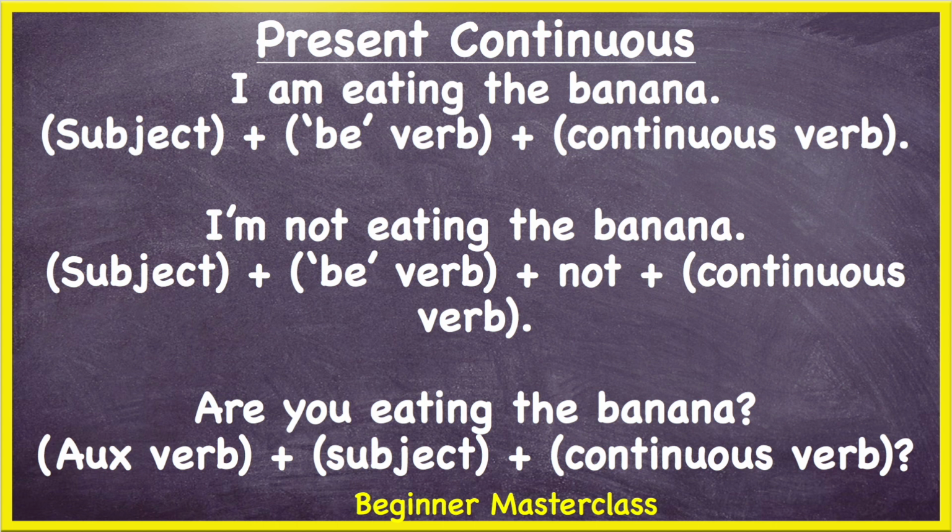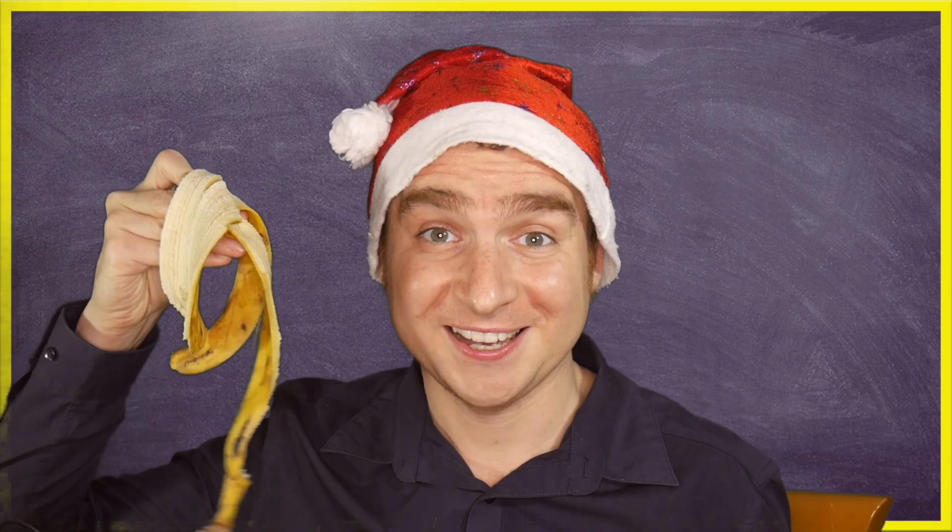That's subject plus the be verb and plus the continuous verb. So it would be I am, or she is, or they are, right? Eating. I am eating. I am eating the banana. The negative is I'm not eating the banana. Subject plus be verb plus not plus continuous verb. And then finally we have the question, are you eating the banana? That's the auxiliary verb plus the subject plus the continuous verb.